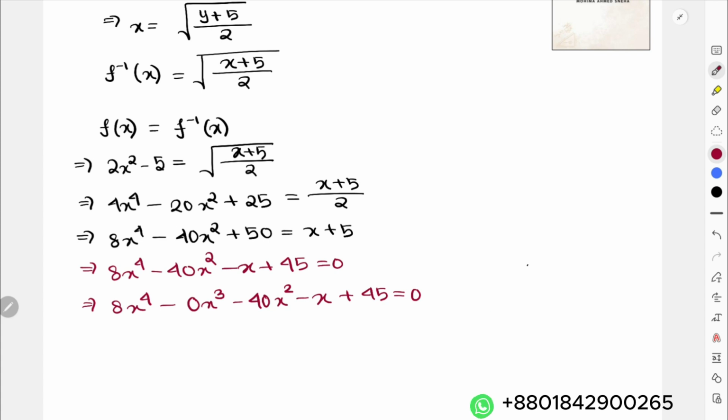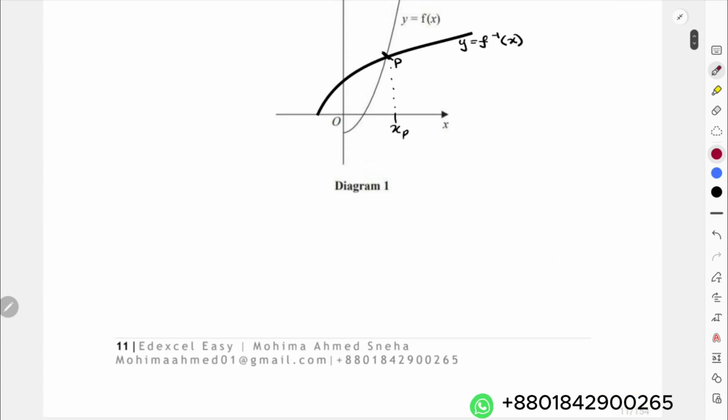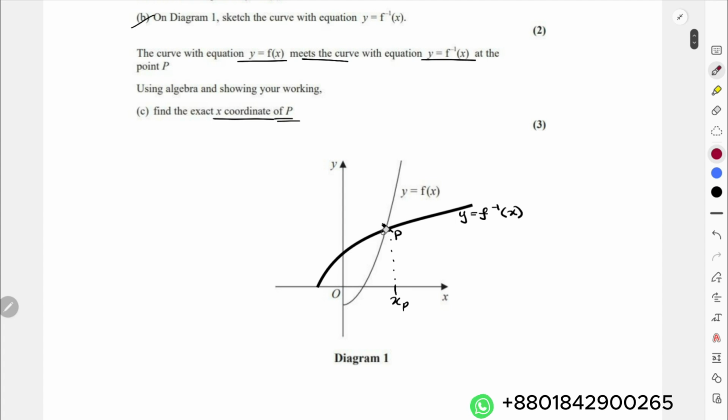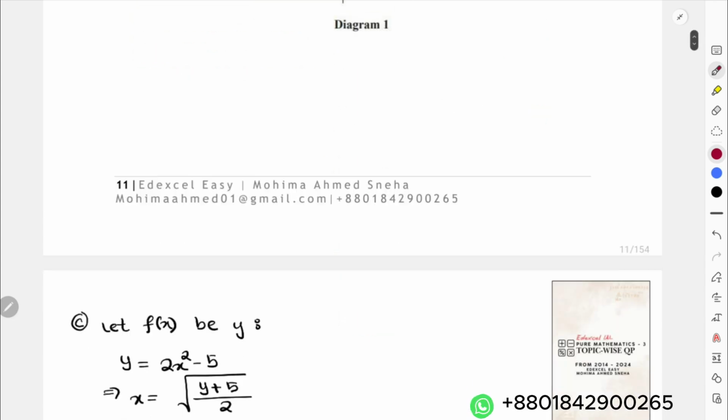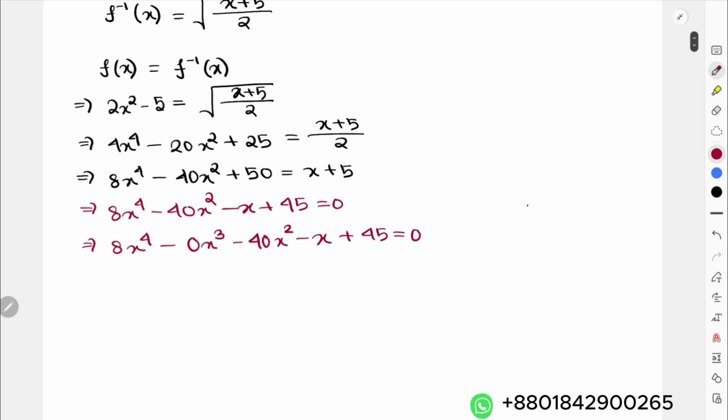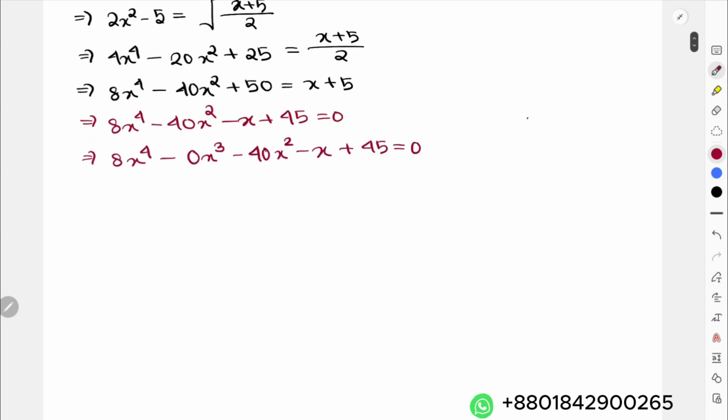Now, the easiest way in this case is that I know that at point P, y equals x is also there, right? So maybe your f of x was intersecting with y equals x, or f inverse of x was intersecting with your y equals x. So we can also use the idea that over here at point P, 3 lines or 3 graphs were actually intersecting: f of x, f inverse of x, and your y equals x.